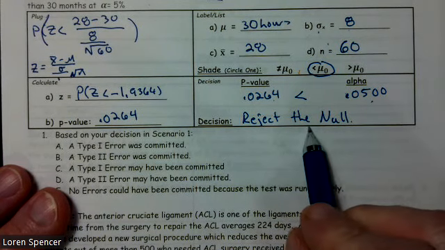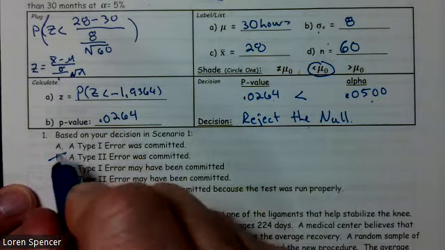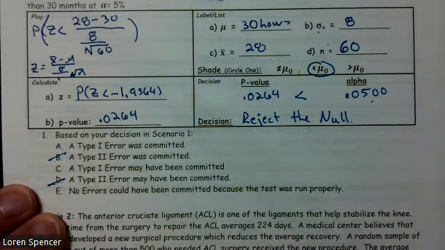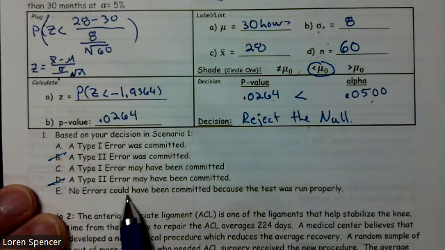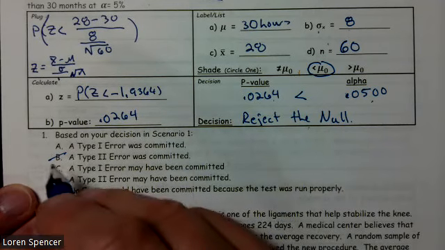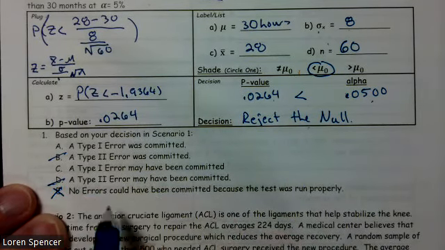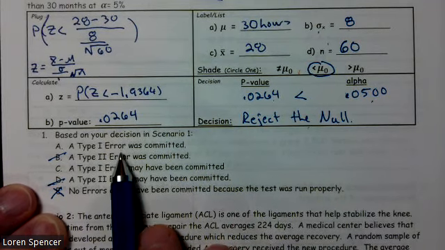So if you reject, you cannot commit a type 2 error. So that eliminates that. All right. No errors could have been committed because the test was run properly. Doesn't matter if you run a test properly. Due to sampling variation, errors could have been committed. So it'll never be that answer. So we're looking at type 1 or one of the type 1s.